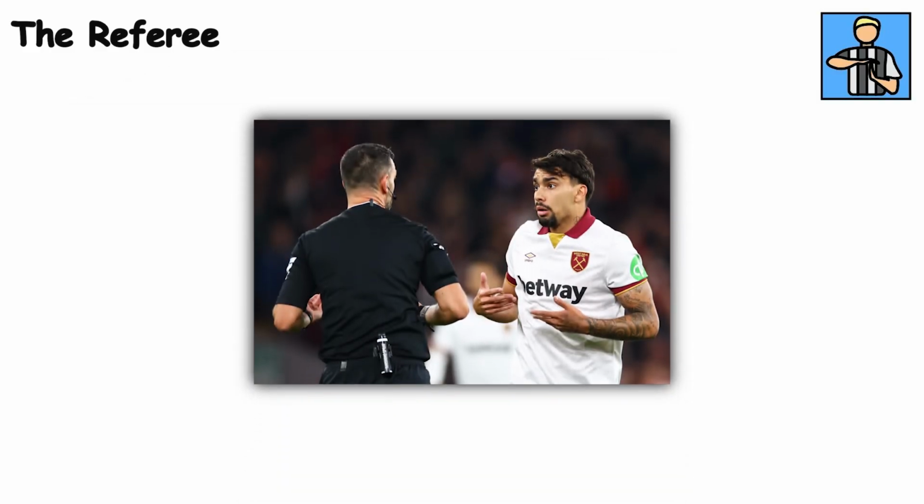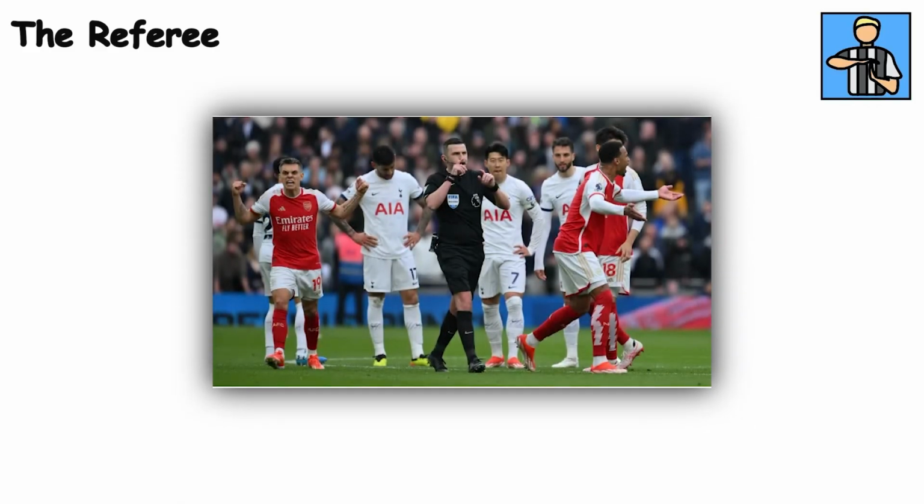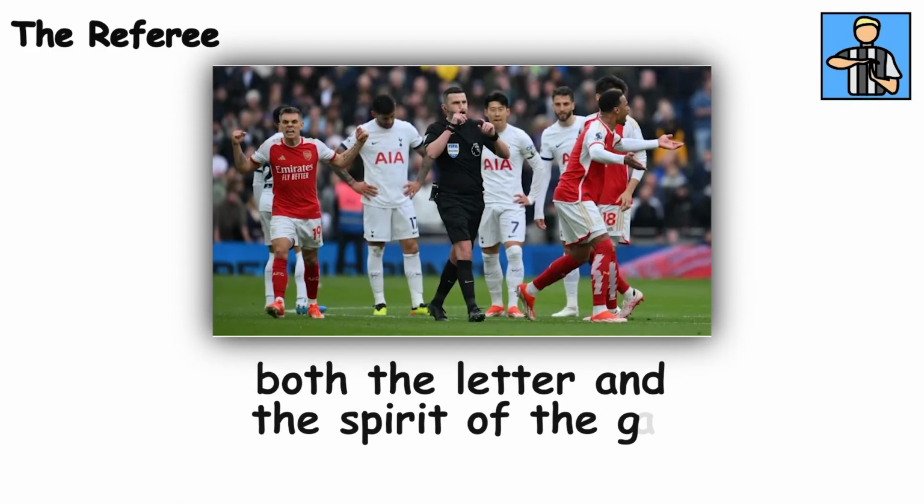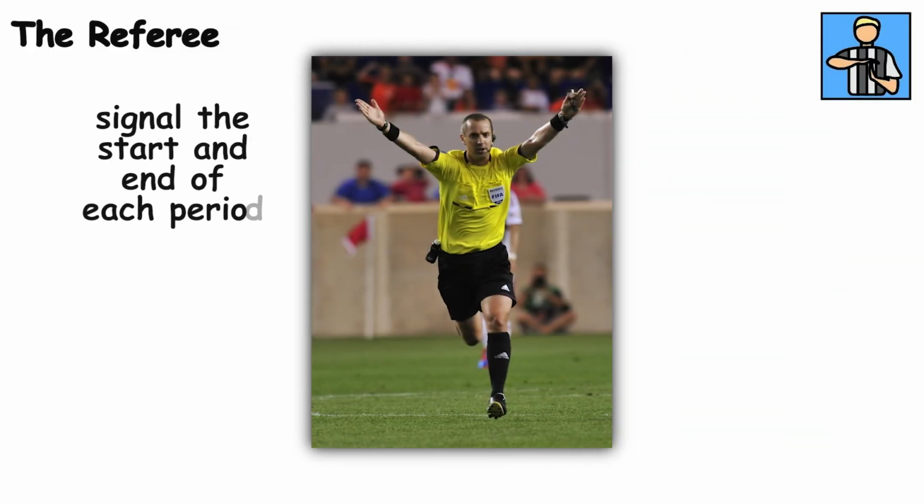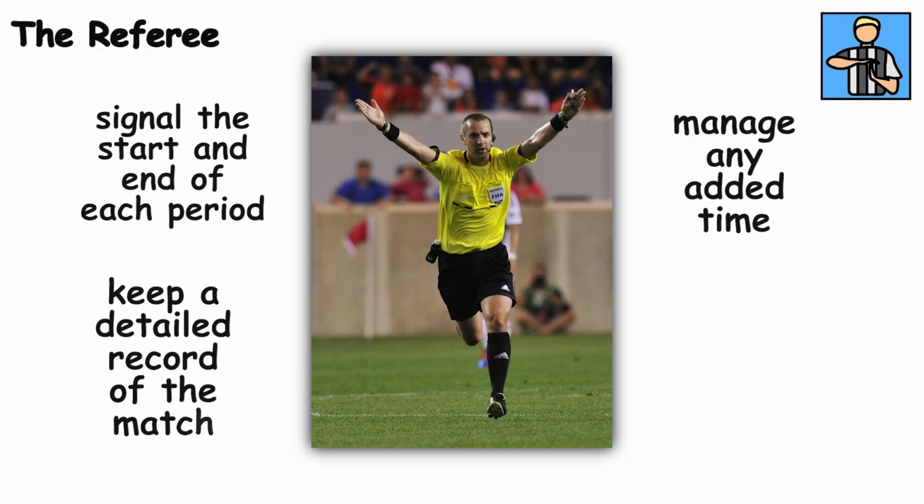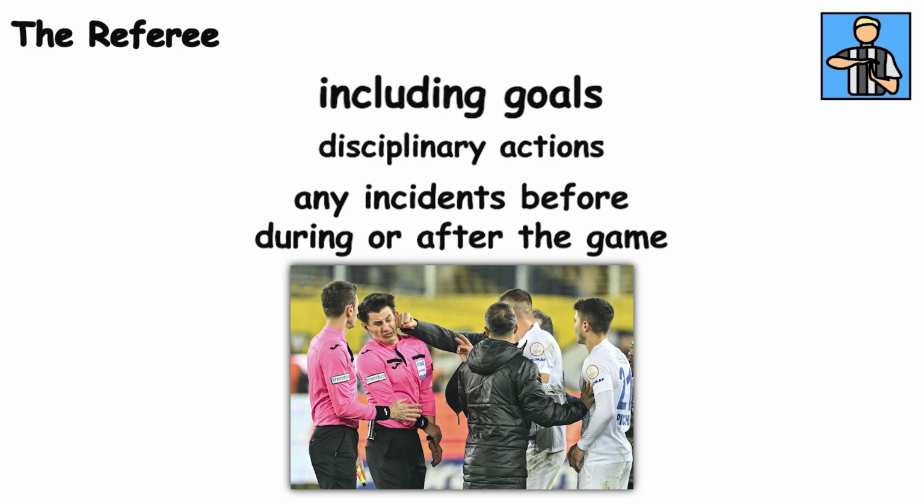Their decisions on all matters connected to play, such as goals scored, restarts, and misconduct, are final and must be respected. The referee enforces the laws and exercises discretion based on both the letter and the spirit of the game. They act as timekeeper, signal the start and end of each period, manage any added time, and keep a detailed record of the match, including goals, disciplinary actions, and any incidents before, during, or after the game.